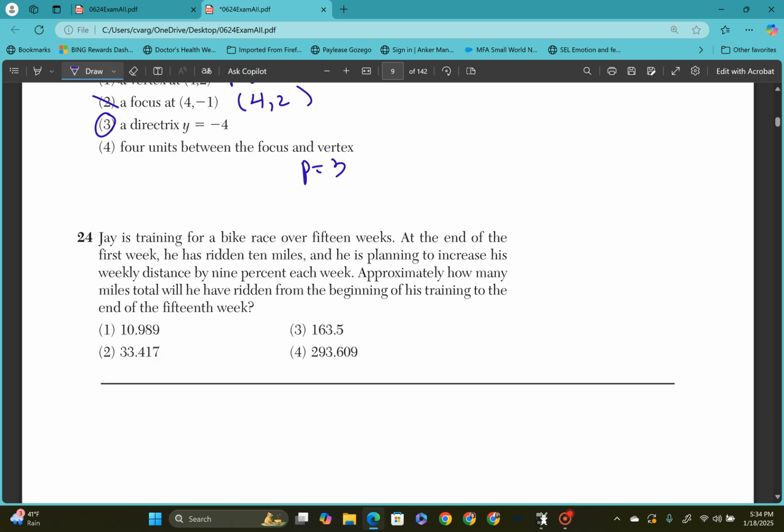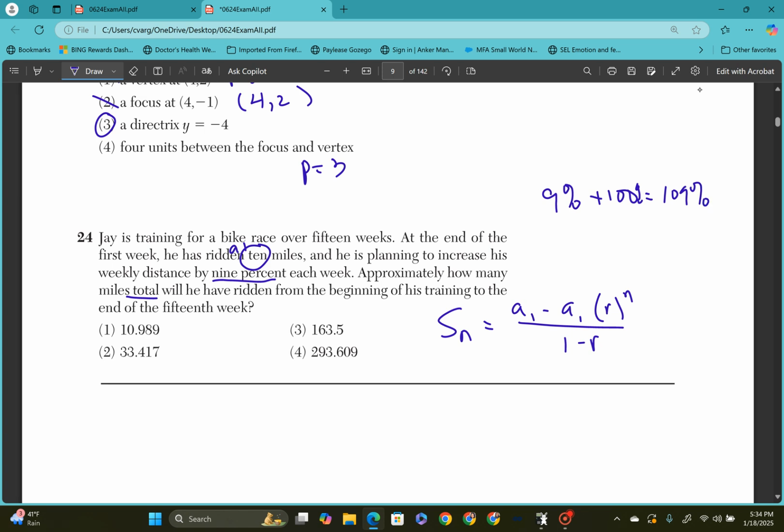All right. Question 24. This is very similar to the other question that we did. So you're going to use this formula, Sn equals A1 minus A1 R to the N, all over 1 minus R, okay? Are they always going to do this for question number 24? No. In the last two that we did, though, it was. Okay. So it's 10 miles, so our A1 is 10. Cool. It's planning to increase by 9%. So 9% plus our 100% is going to be 109%, which as a decimal is 1.09. So our rate is equal to 1.09.